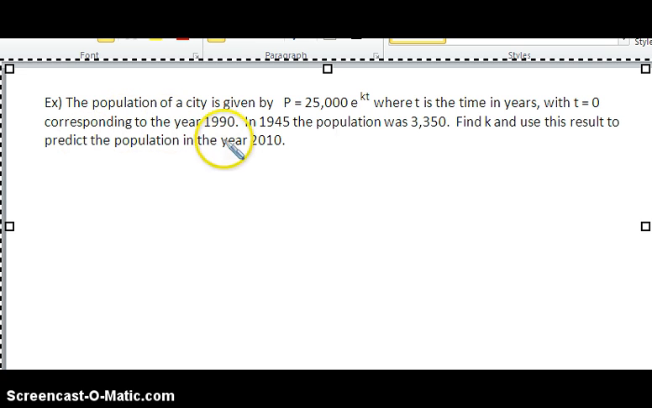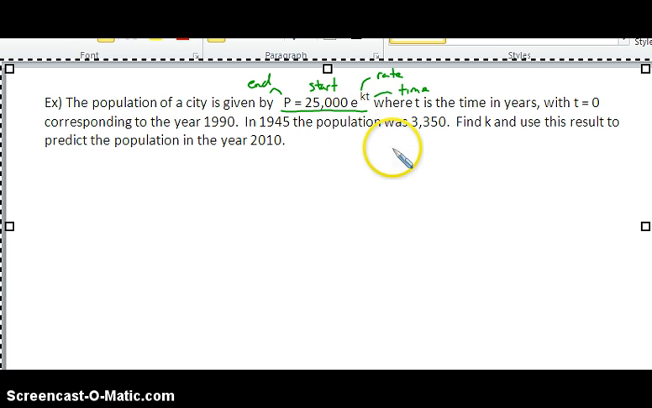Okay, so for our next problem, we are actually given a formula that's going to help us to solve this. P would be the ending population. 25,000 here would be the starting population. E is E, K is going to be my growth rate, and T is going to be my time.